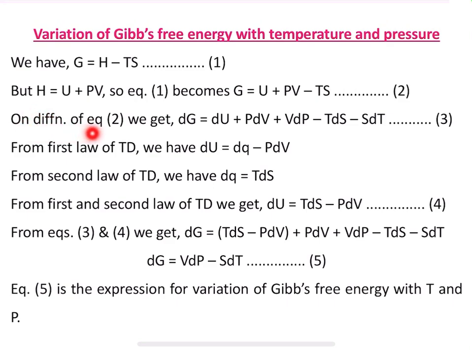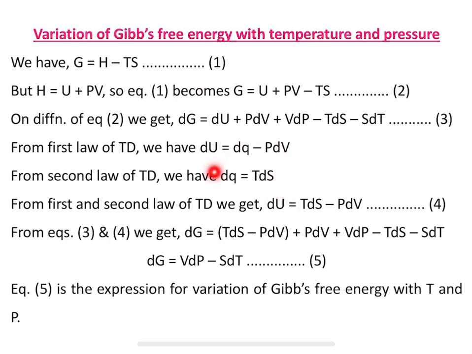On differentiation of equation 2, we get dG is equal to dU plus PdV plus VdP minus TdS minus SdT. Okay, so this is the differential form of equation number 2. Let me call this equation number 3. From the first law of thermodynamics we have dU is equal to dQ minus PdV. This we have already deduced. And from the second law of thermodynamics we have dQ is equal to TdS.